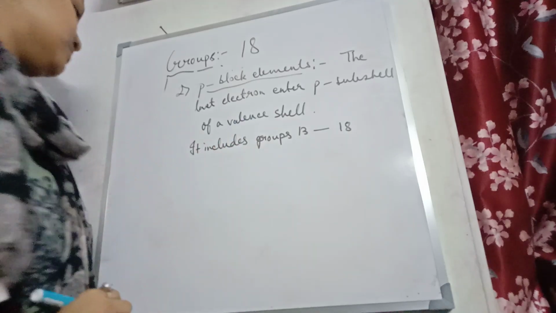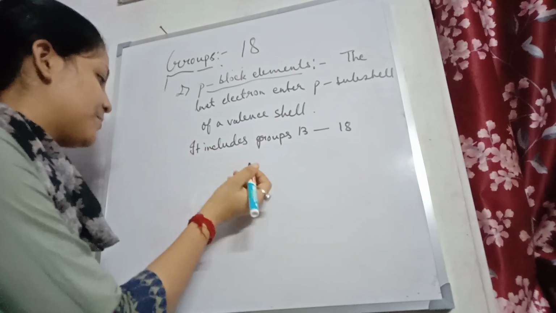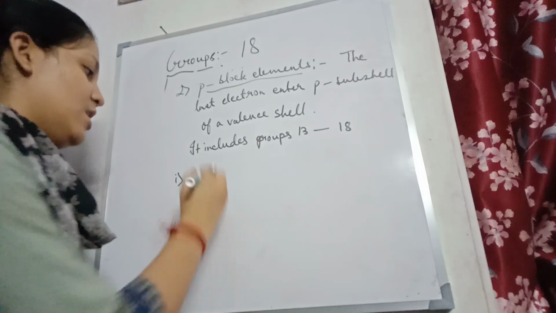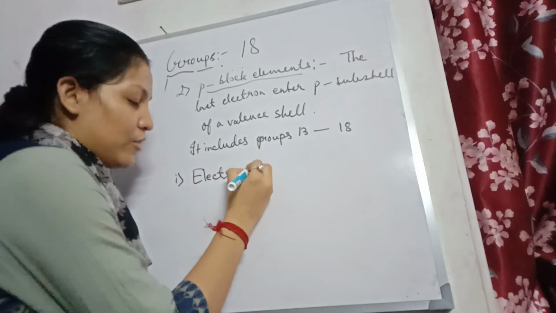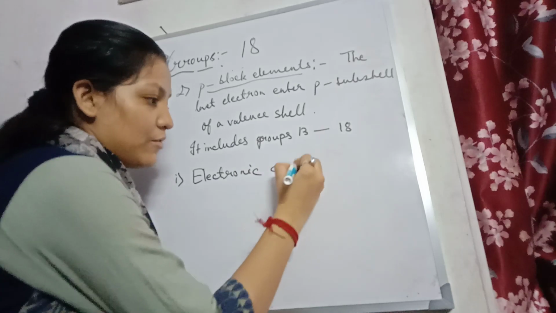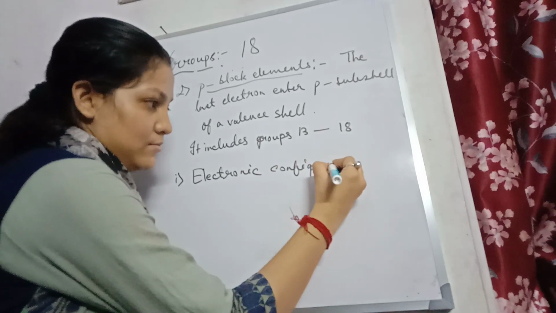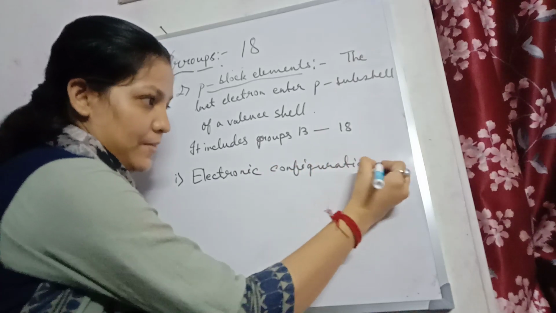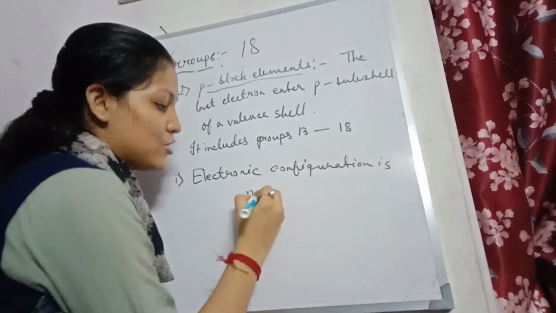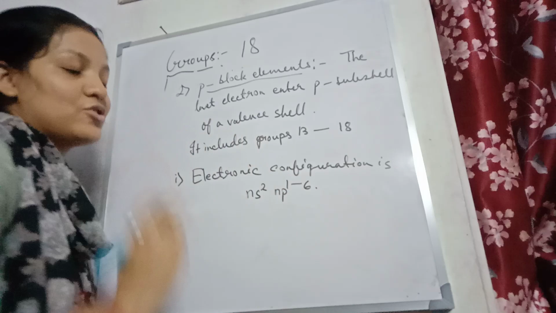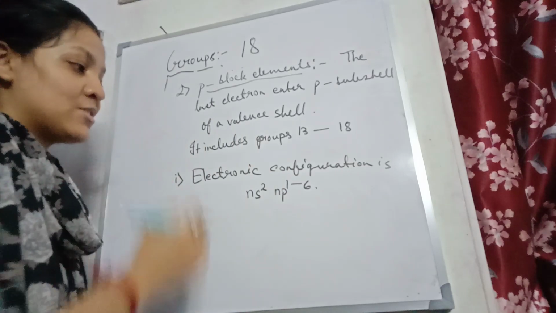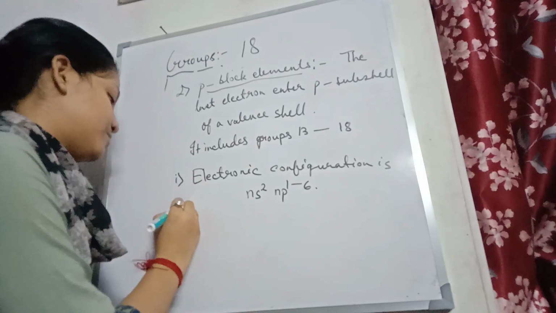Now the general features. General properties, subpart 1. Electronic configuration, that is the general configuration, is ns2 np1 to 6. This is again the valence shell configuration, right? ns2 np1 to 6.